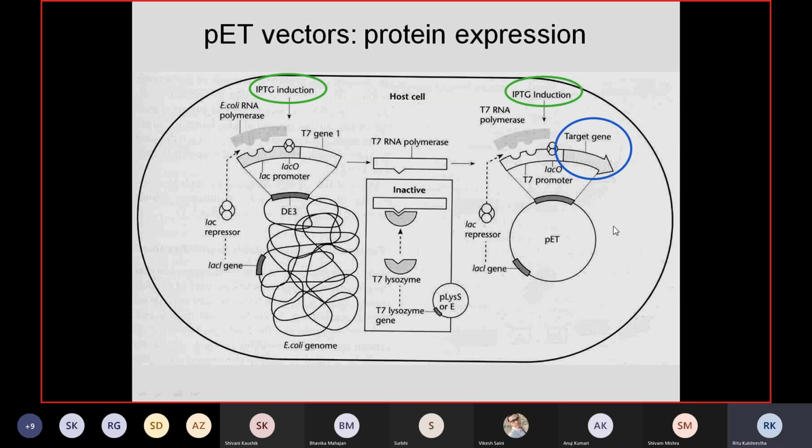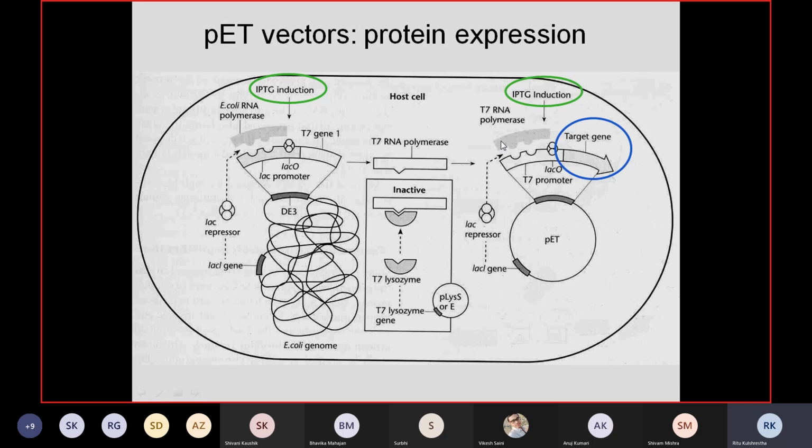So if you want to harvest your protein of interest, you will buy this PET vector and you will clone your gene of interest downstream of the T7 promoter in the MCS region. Okay, so this is the T7 promoter. Now, why T7 promoter and why not any promoter from the E. coli genome? Because it is a very, very strong promoter.